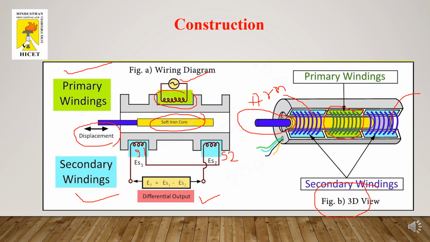In case of an LVDT, the major input we apply is only the displacement, and this displacement is converted into a differential output. In the upcoming slides, we are going to see how this LVDT senses the position or the displacement and converts it into an electrical quantity.